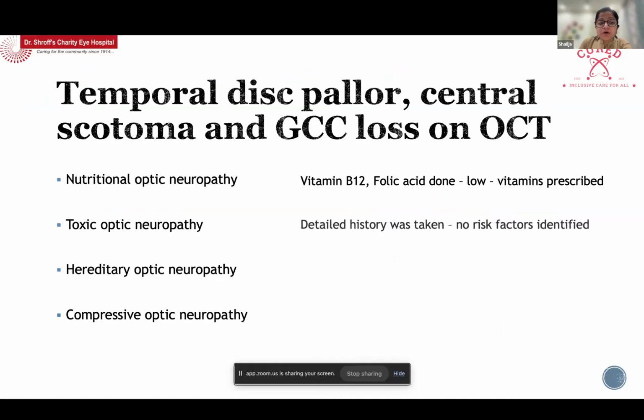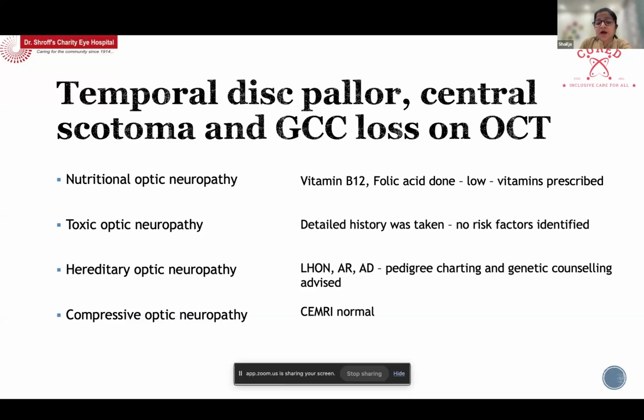Toxic optic neuropathy could be one of the causes, but there were no risk factors identified. He did not have any substance abuse, or any chronic intake of drugs. Hereditary optic neuropathy definitely came into the picture, and we were thinking about LHON, autosomal recessive, autosomal dominant, all types of hereditary optic neuropathies here. Compressive optic neuropathy also, whenever there's a gradual progression of vision loss. The fields did not really respect the midline, but still a CMRI was done and it came out normal.